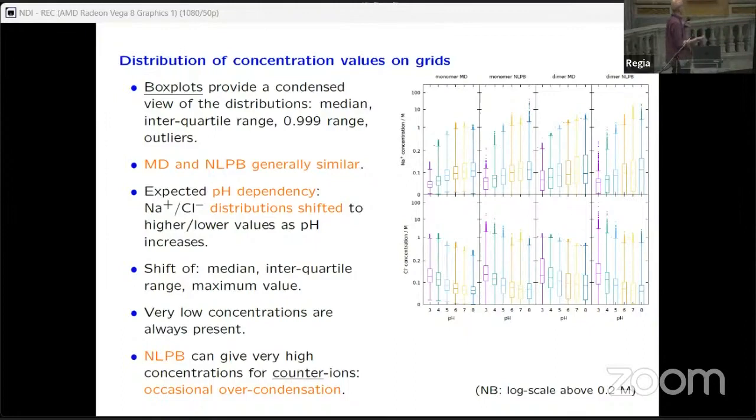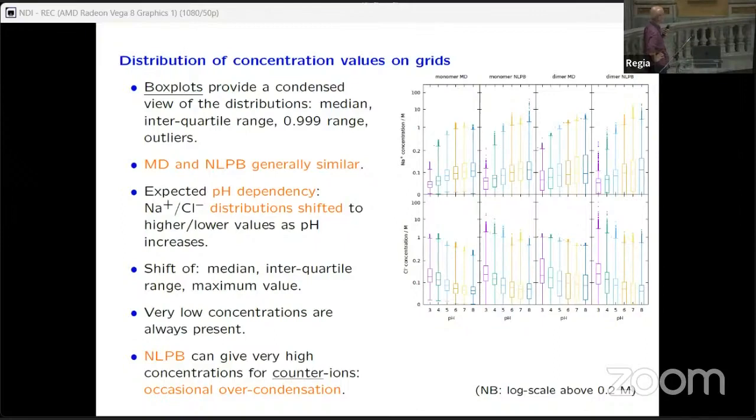So what you see is what you would generally expect in terms of the pH dependency. The distributions get shifted, in the case of sodiums, to higher values as pH increases, and in the case of chlorides, to lower values as pH increases, as you would expect from an electrostatic point of view. The shift is of the whole distribution, of the median, of the interquartile range, and also of the maximum value. Low concentrations are always present, so you always come to the bottom. The concentrations are on the y-axis.